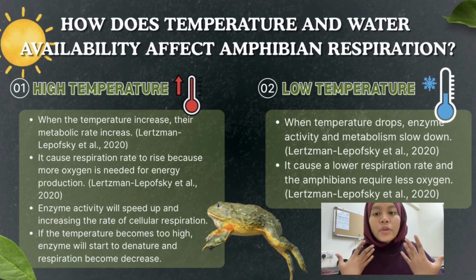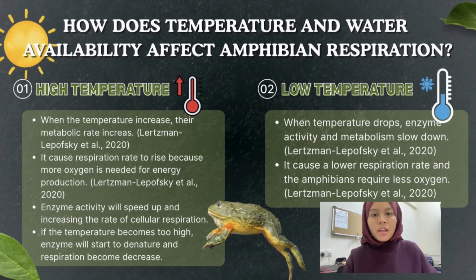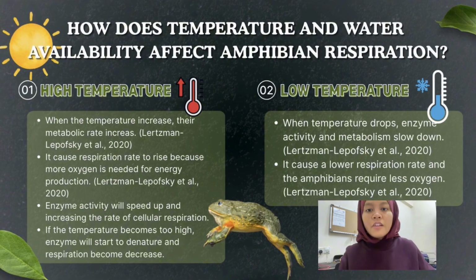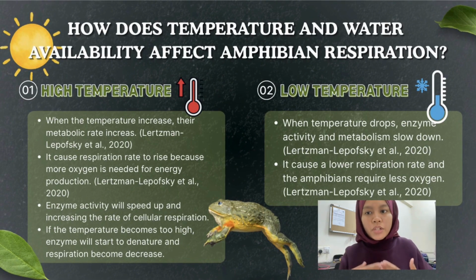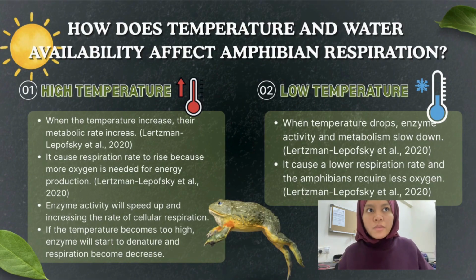Now, I'm going to explain how temperature affects amphibian respiration. At high temperature, several things happen inside their body. When the temperature rises, their metabolic rate increases. This means they use more energy, so they require more oxygen. As a result, their respiration rate also increases to meet the higher oxygen demand.